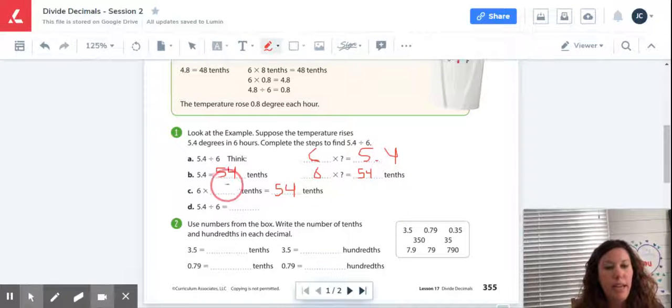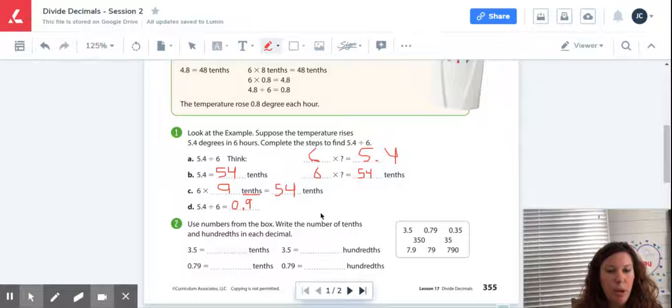6 times 9. So 6 times 9 is 54, but remember this is 9 tenths, okay? So here's our tenths. So that means our 9 is going to be in the tenths place. That means there's going to be a decimal right here and then a 0 in front. So 0.9.